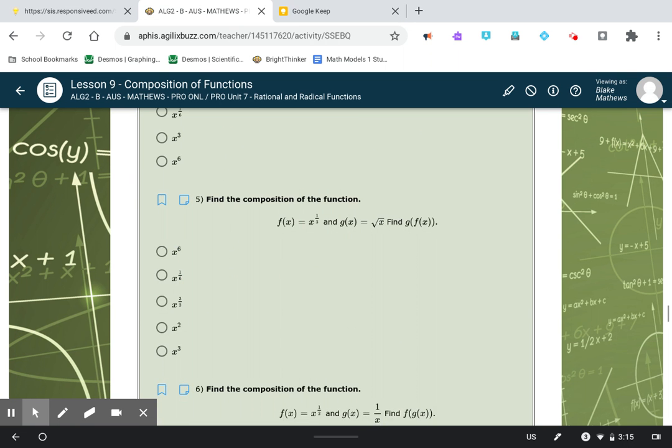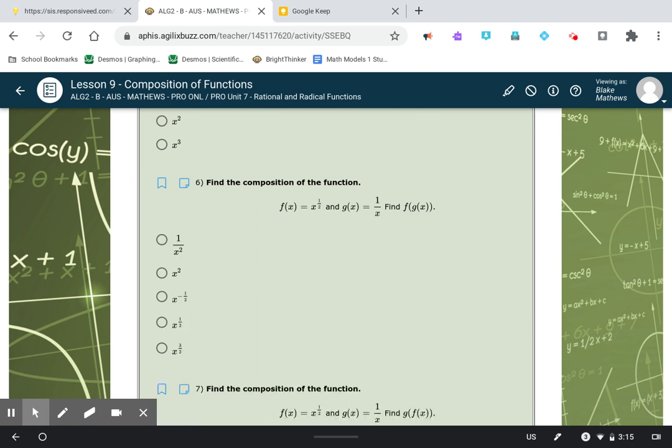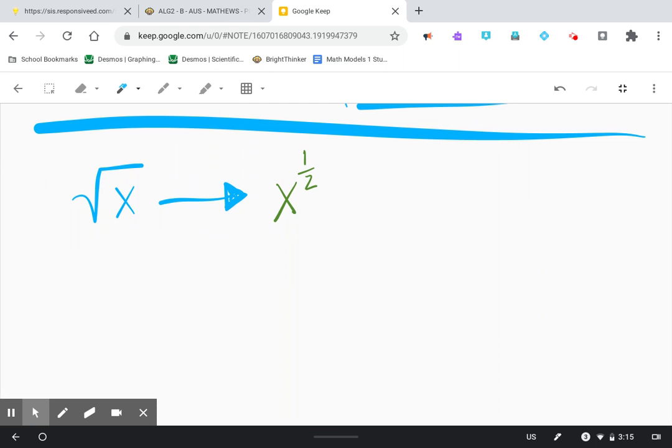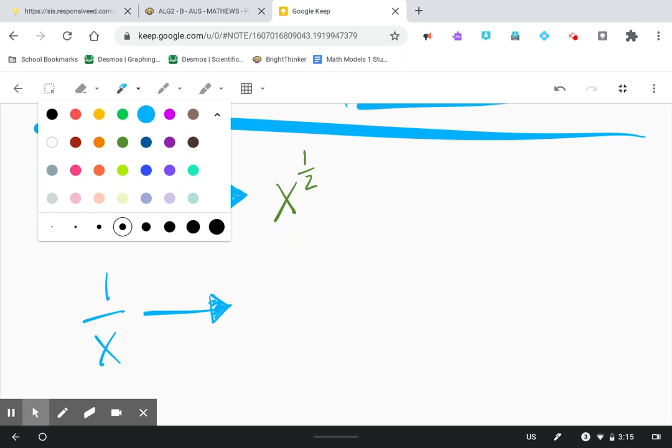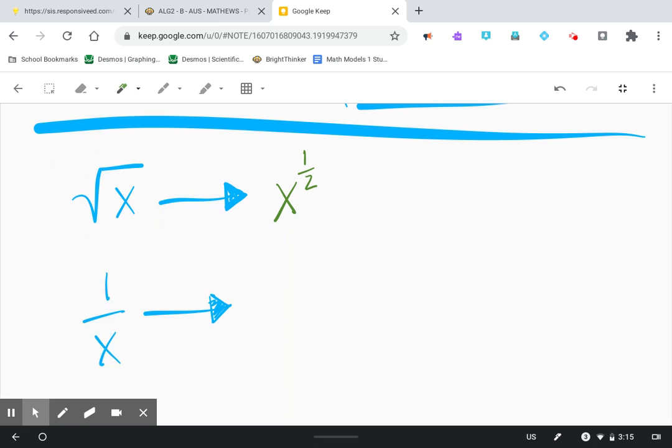Let's keep going. So we have another 1/3, another square root. We have a 1/2, and we have a 1 over x. So what about 1 over x? How can I write that as an exponent? Well, if you remember, 1 over x is also known as x to the negative 1 power. So I would use x to the negative 1 as my function there.